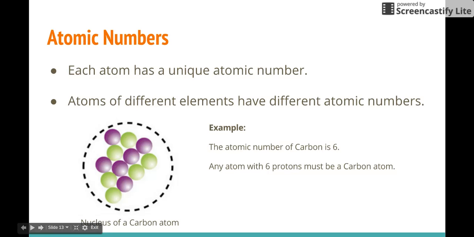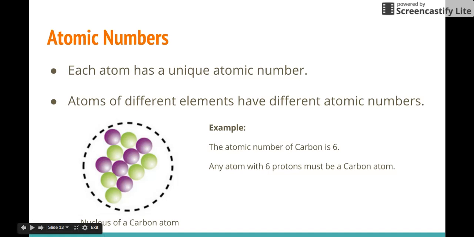And so our atomic numbers are unique to every element. So what was our atomic number? It's the number of protons. What that says is that every element has a different amount of protons. So all elements have different atomic numbers, which comes in really handy if you want to identify them, because you can always go to that.